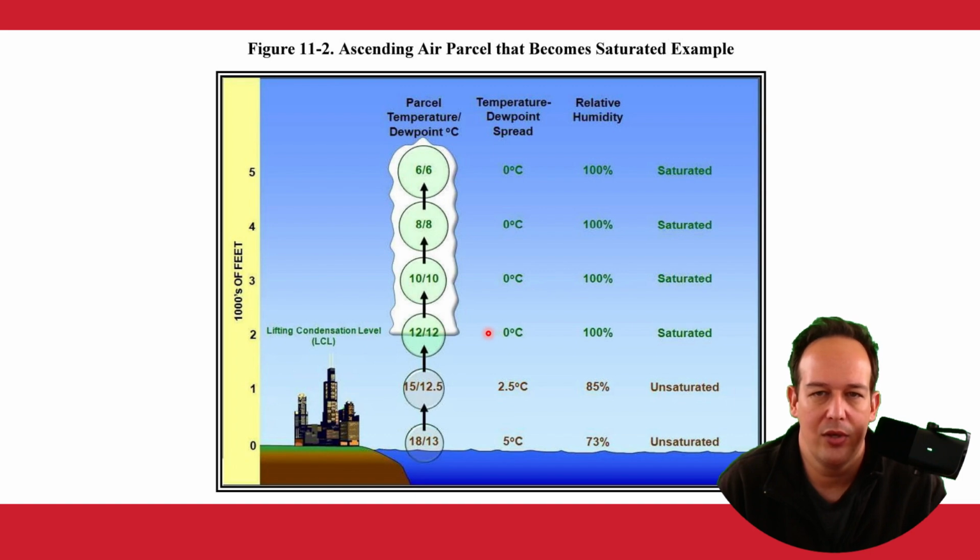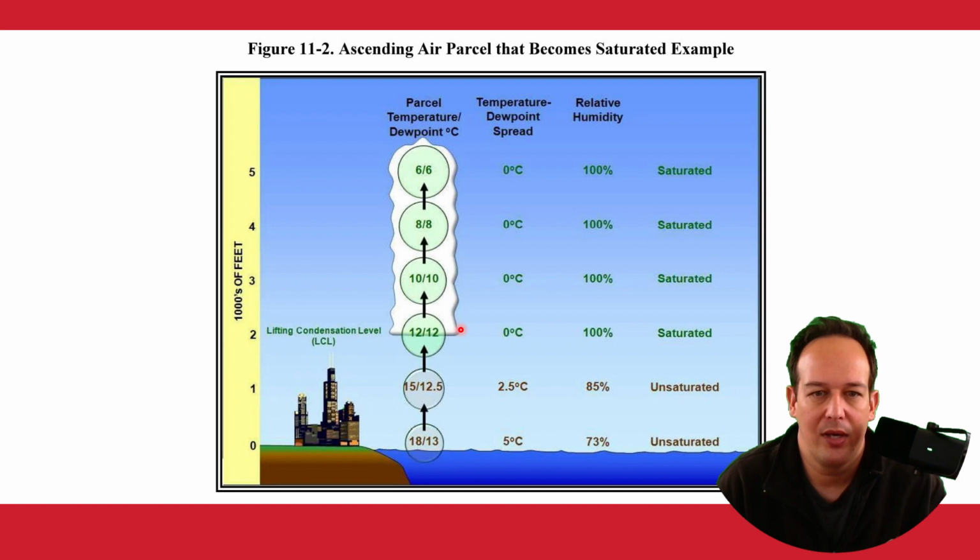So this is when the temperature dew point spread is 0 degrees, temperature and dew point equal each other, and we have 100% relative humidity. At that point, above the lifting condensation level, now we're going to have the moist adiabatic lapse rate. Depending on which book you read, as we go up in altitude, the moist adiabatic lapse rate is a decrease of 1.2 to 3 degrees Celsius per 1,000 feet.